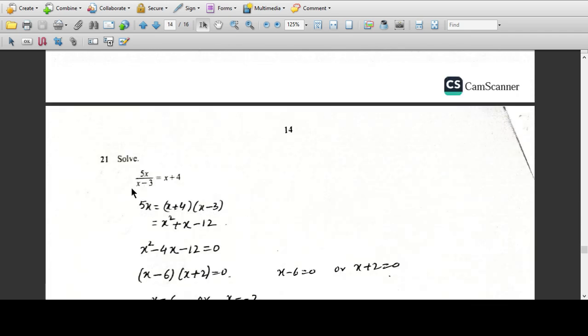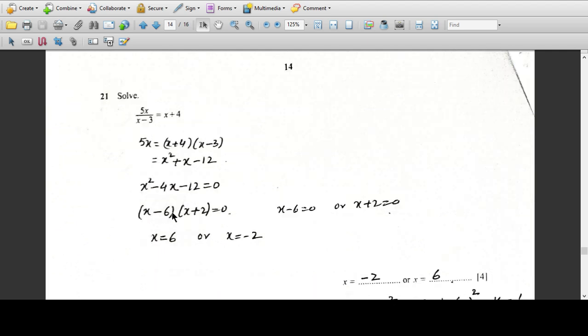Now question number 21: 5x upon x minus 3. This x minus 3 can be multiplied by the other side, and it is obtained as x squared minus 4x minus 12 is equal to 0. On factorization, (x minus 6)(x plus 2), and x is equal to 6 or x is equal to minus 2. So this is very simple.